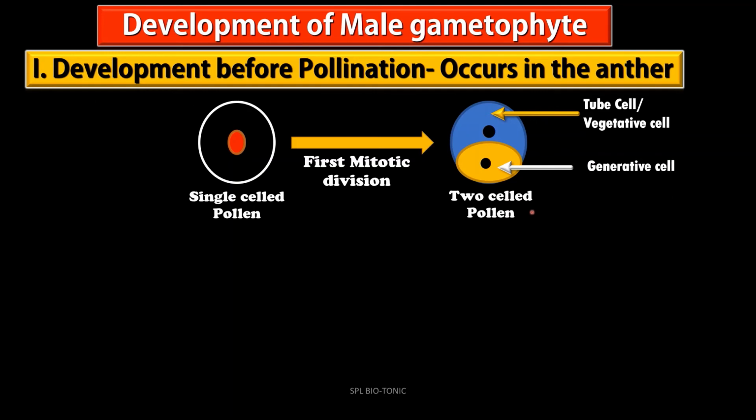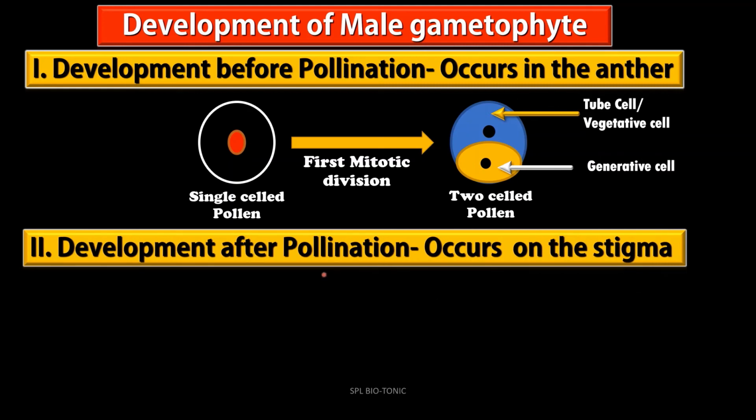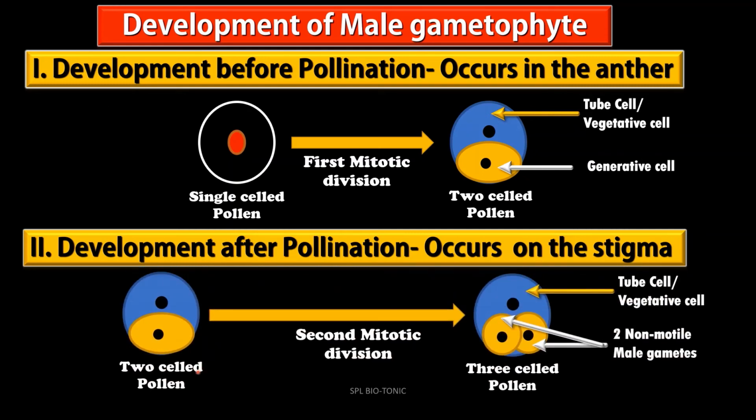This 2-celled pollen is carried from the anther to the stigma. The second development occurs on the stigma. Once the pollen reaches the stigma, the generative cell divides by mitosis to form 2 male gametes. It is called the 3-cell stage now, that is, the pollen with 3 cells: 1 tube cell and 2 male gametes.